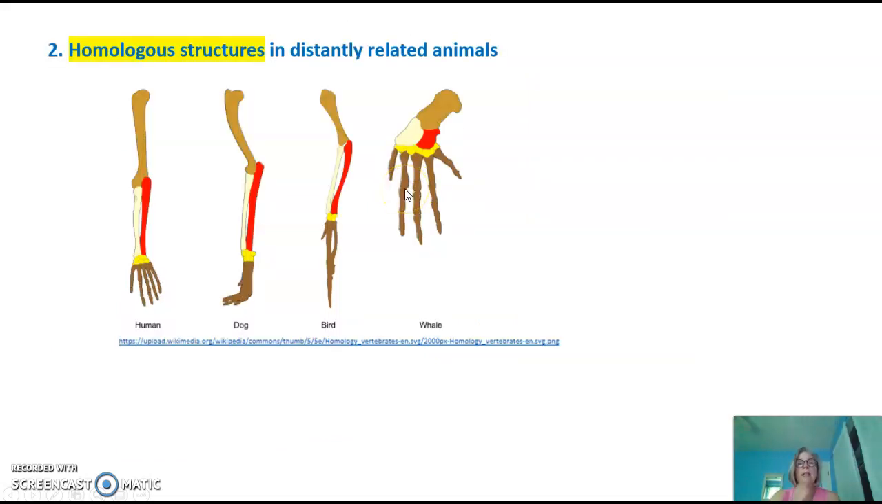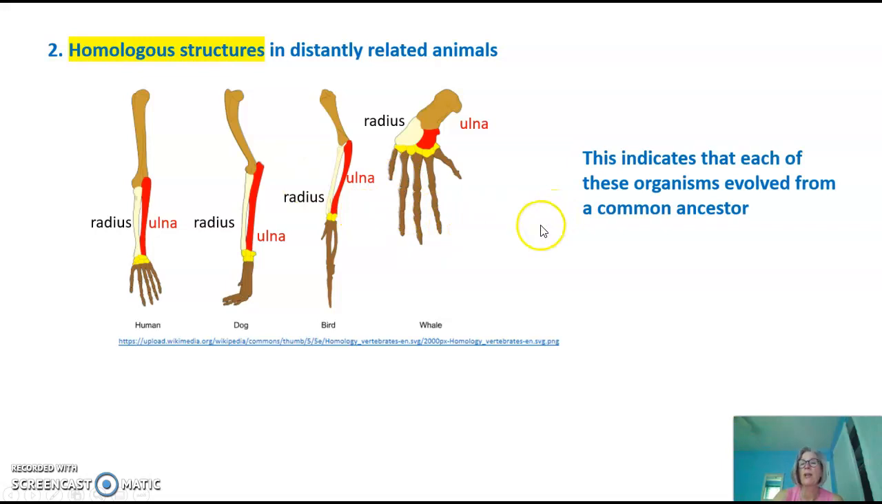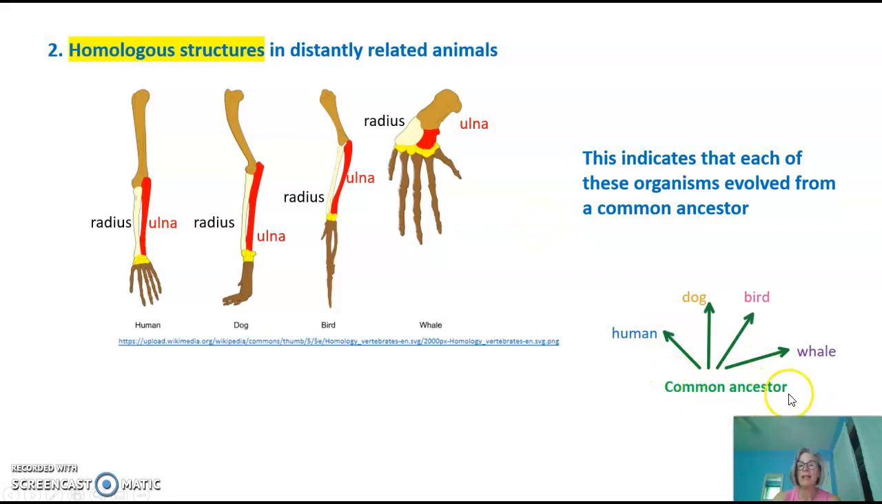So homologous structures in distantly related animals is another way that we can show that evolution has occurred. What is shown here is the bone structure of the arm of a human, a dog, a bird, and a whale. And what you can see is each one of these has a radius and an ulna. The fact that each of these distantly related animals has the same or very similar bone structure indicates that these organisms evolved from a common ancestor and that common ancestor had both a radius and an ulna.